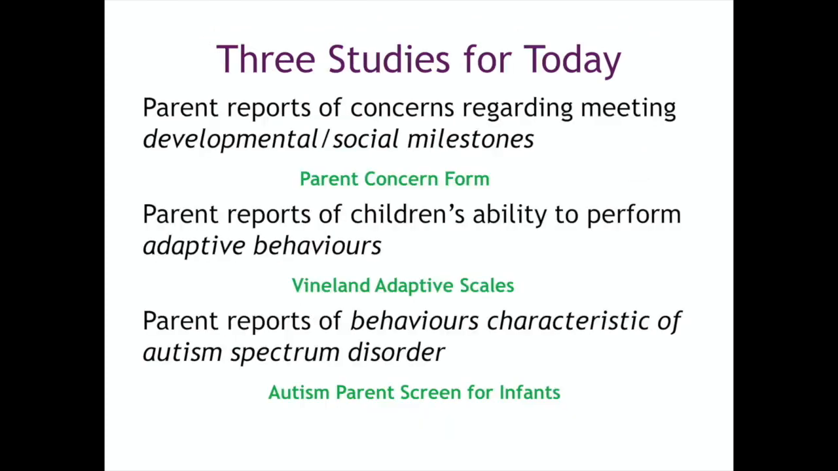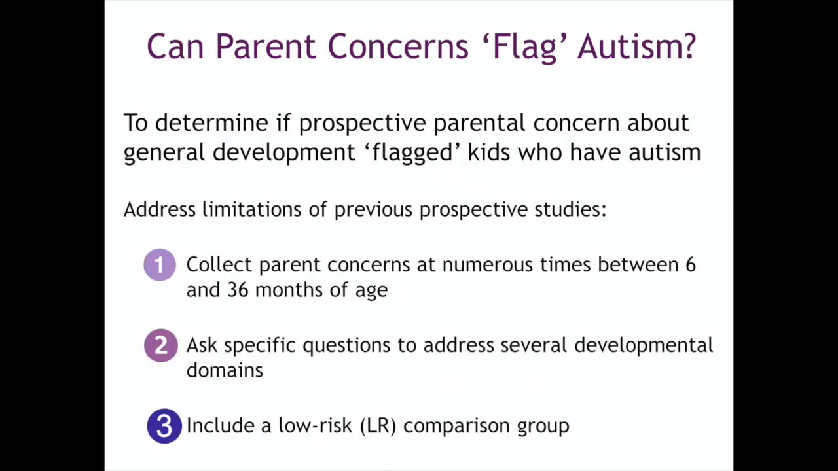So there are 3 studies that I want to talk to you about today. First, I want to look at the parent reports of concerns regarding meeting developmental, motor, social milestones. So I'm going to look at the parent concern form. Then I want to tell you a little bit about how the parents reported on the Vineland Adaptive Behavior Scales. And then in the end, I wanted to talk to you about the Autism Parent Screen for Infants, which is a questionnaire that was developed by our group to see how efficacious it was at identifying young children with autism. So can parent concerns flag autism?